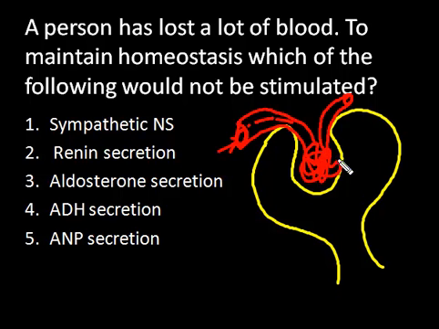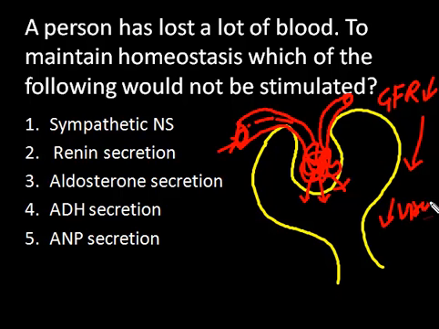So the pressure in these capillaries, the filtration pressure, will decrease, which means less will be filtered out. So the glomerular filtration rate will decrease. When that decreases, less urine will be formed. So there'll be decreased urine formation. When less urine is passed, obviously less fluid goes out of the body, so that will help to bring the blood volume back to normal.